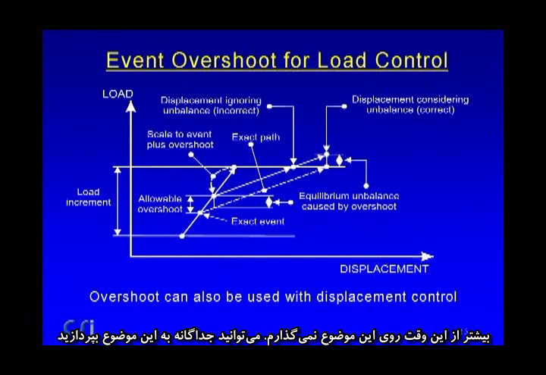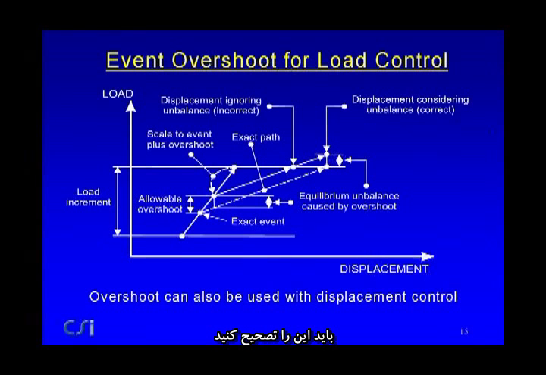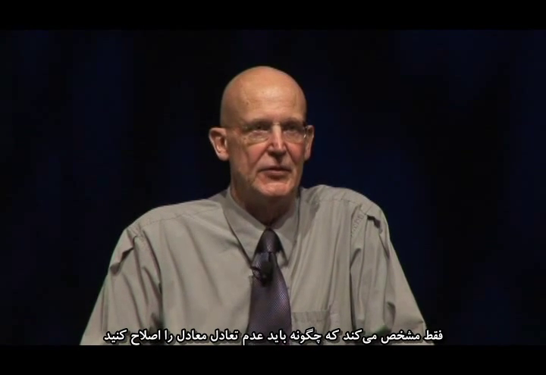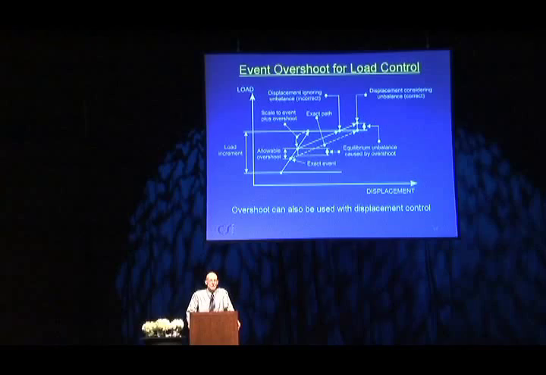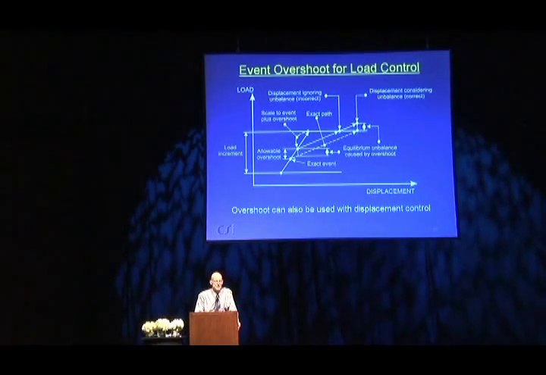I'm not going to spend any time on this one. You can take a look at this separately if you want to. But the price you pay for allowing overshoot is you get some equilibrium unbalance. You have to correct for this, otherwise you get the wrong result. And all this diagram does is indicate how you can correct for the equilibrium unbalance. And it's done in the next event, basically.